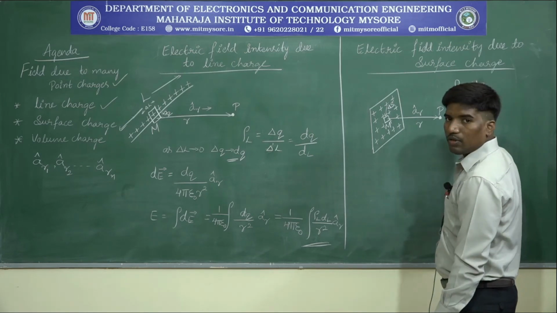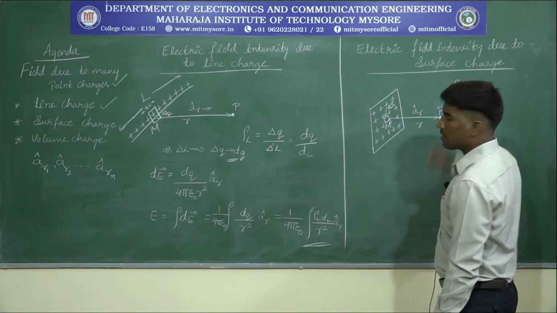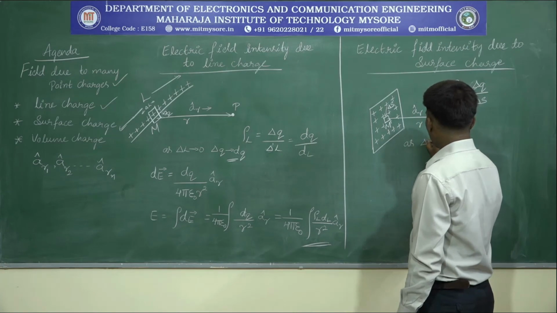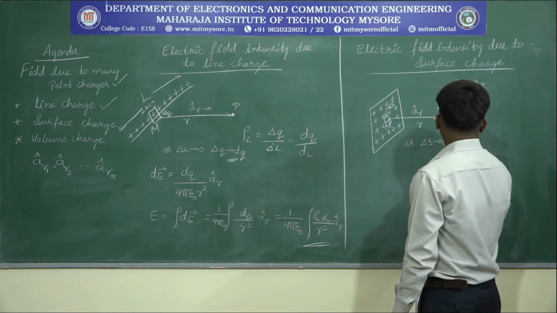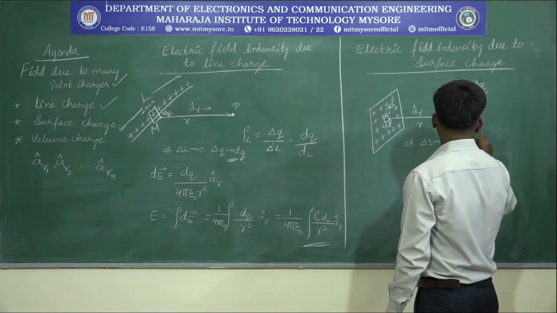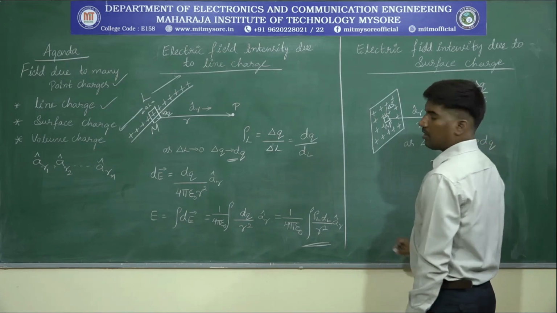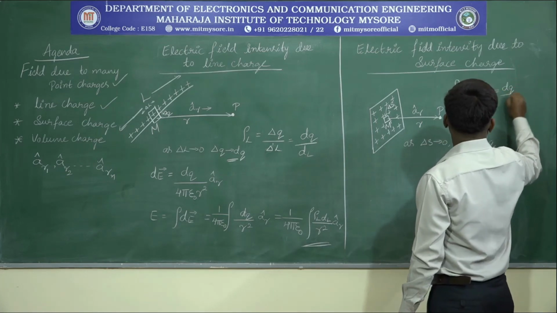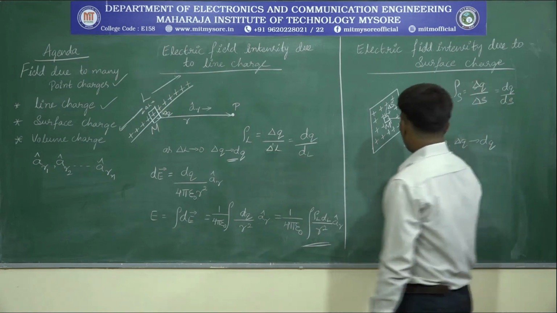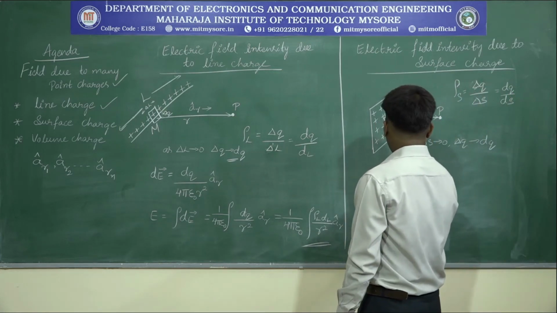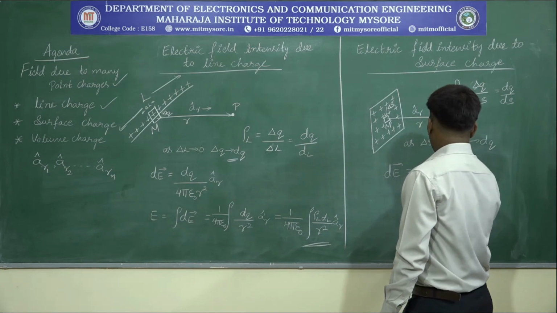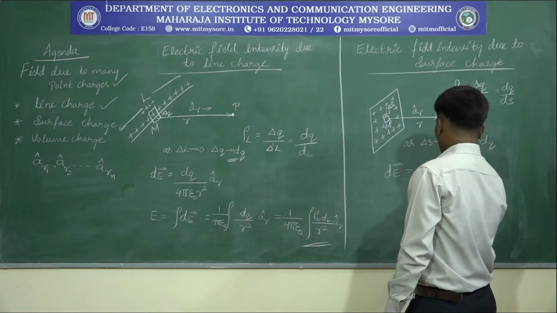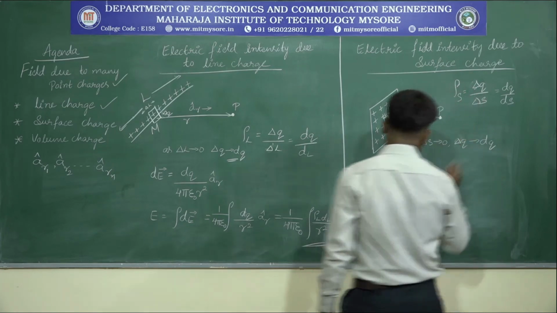Elementary charge per unit surface, okay, this is represented by rho S. As the same assumption holds good here, as delta S tends to 0, delta Q becomes dq. The same equation holds good, which is given by dq by ds. So dE is equal to dq divided by 4 pi epsilon naught into r square a cap r.